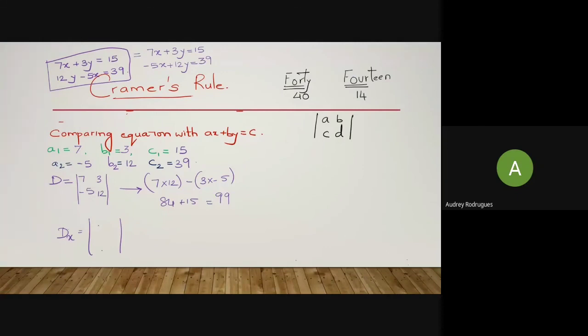Here what will we write? Abhijit: 15 on 39 into 3 on 5 minus 5. Here is the B value, right? So 3 and 12 we will write. For Dy, how will you write now? Abhijit, you are going to tell me for Dy again. Dy: 7 on minus 5, and 15 on 39. Okay, so you have understood.